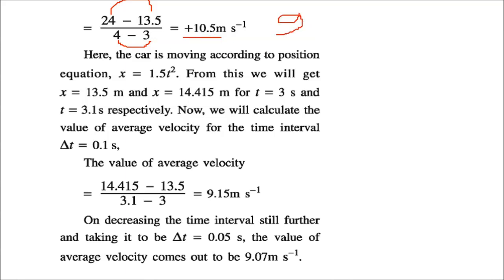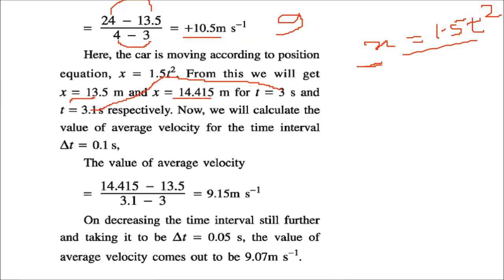So the car is moving according to the position. We assume that the position is given by 1.5 t square. Just assume this. Now, if this is the case, x equal to 13.5 and x equal to say 14.415. If you put t equal to 3 here, you get this. But if you put t equal to 3.1 here, you get this value.